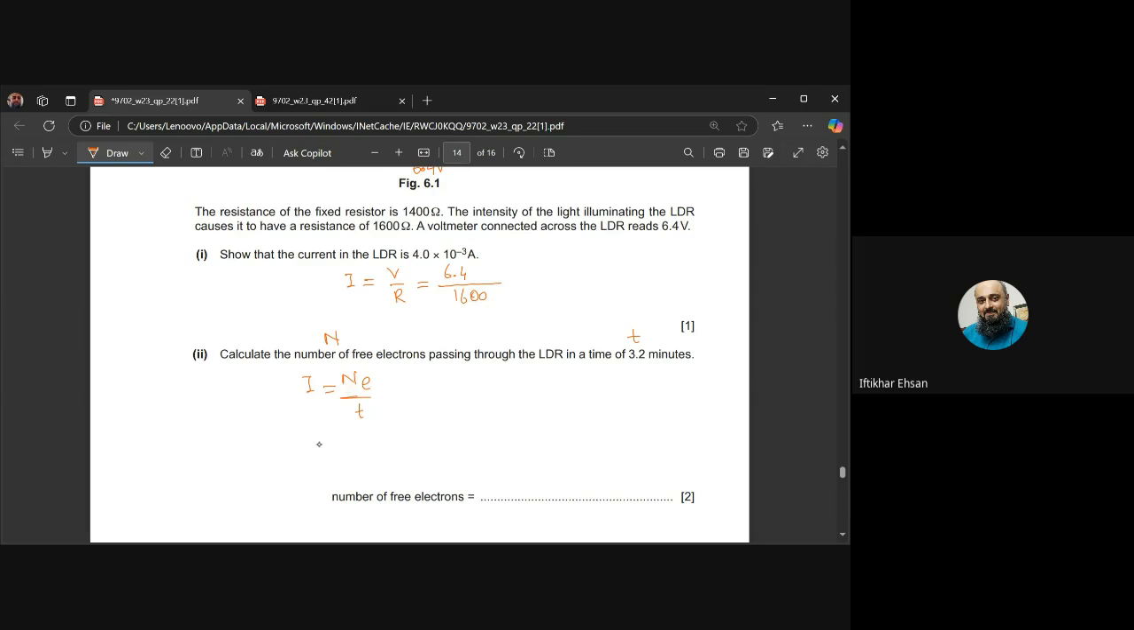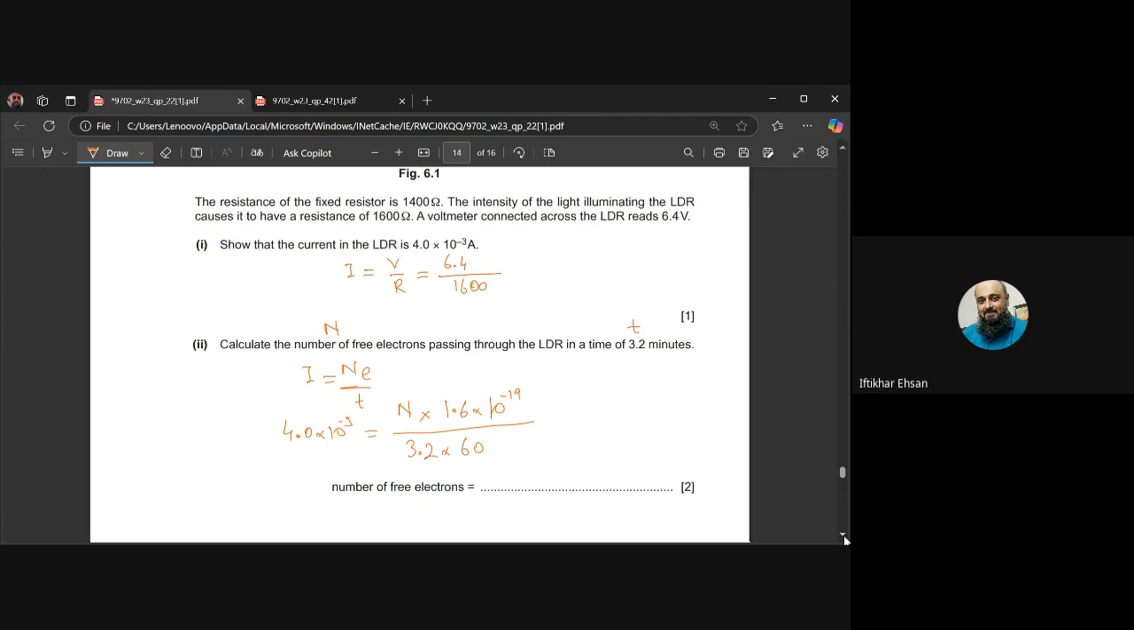We need N. Current will be taken from this, because we have calculated the current, so let's take its value. That is very close, exactly the same. 10 raised to power minus 3. And we have to find E, the elementary charge on electron, and T, time, needs to be in seconds. 3.2 minutes, and every minute is. Can you please solve it?